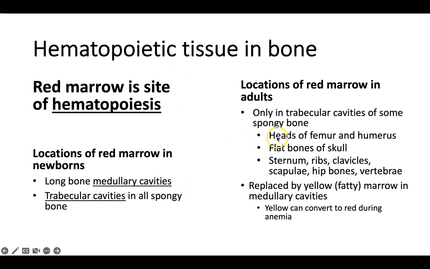So in adults, you'll find it in the spongy bone heads of the femur and the humerus, the flat bones of the skull, as well as some flat bones and irregular bones such as the sternum, ribs, clavicles, scapulae, hip bones, and vertebrae.